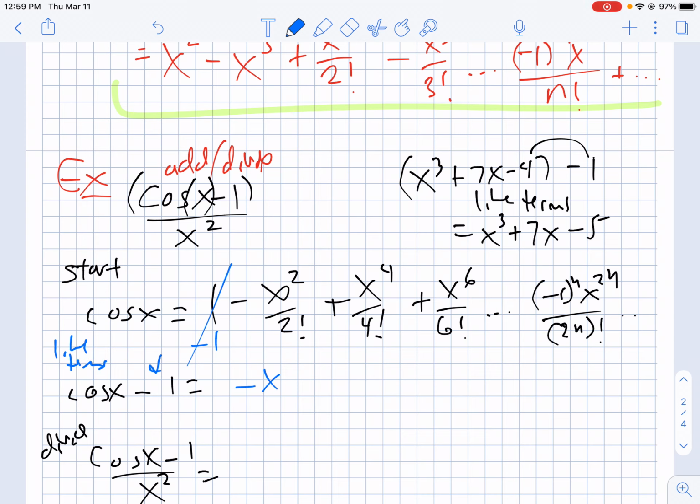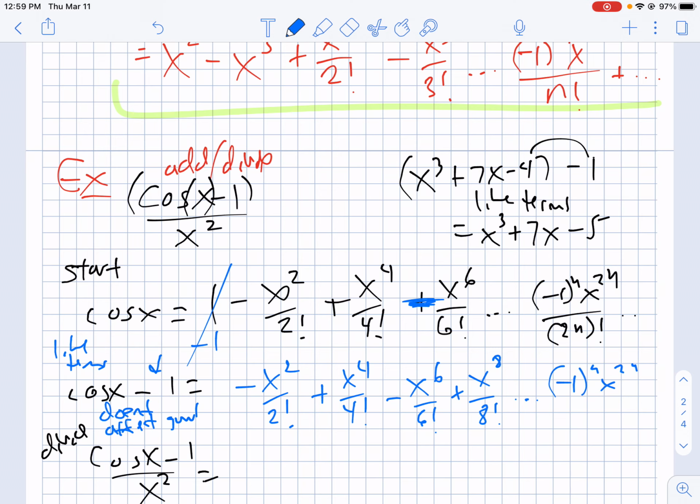So I'm going to be left with negative x squared over 2 factorial plus x to the 4 over 4 factorial. This should have been a minus. Good thing I'm a chump. So minus x to the 6 over 6 factorial. If you did need a fourth term, you could just write the next term of the series, right? The positive x to the 8 over 8 factorial. Now again, subtracting 1 doesn't affect the general term. It only affects that one term, the like term with it. The general term is still negative 1 to the n, x to the 2n, divided by 2n factorial.